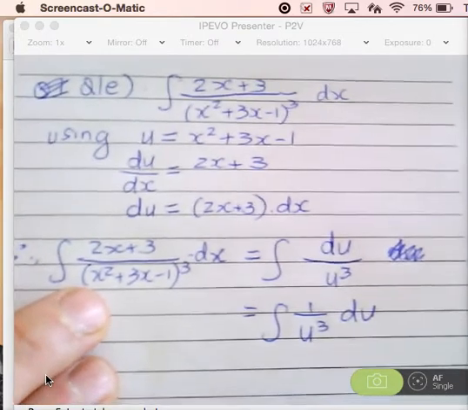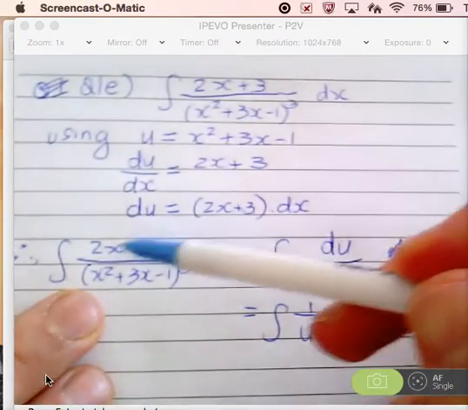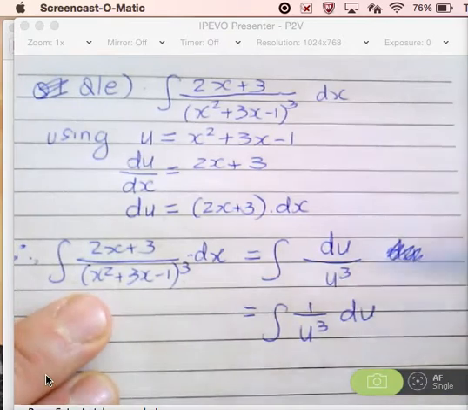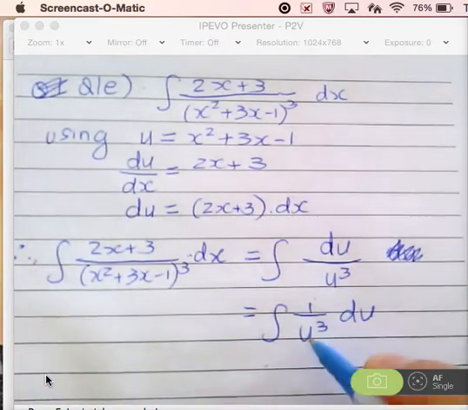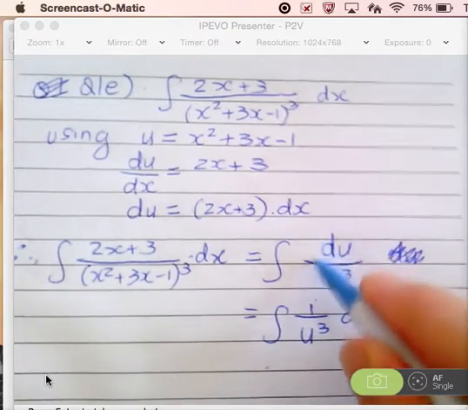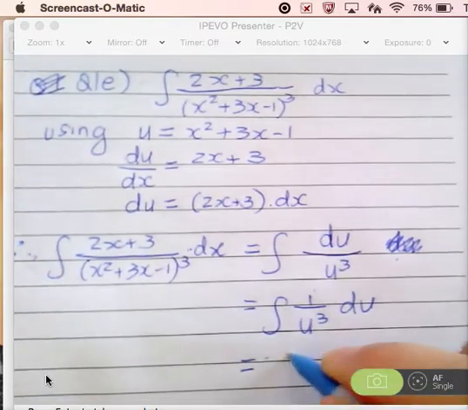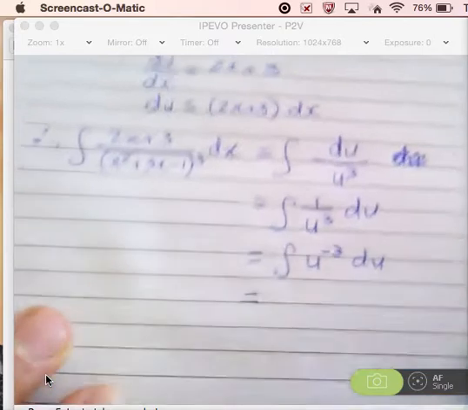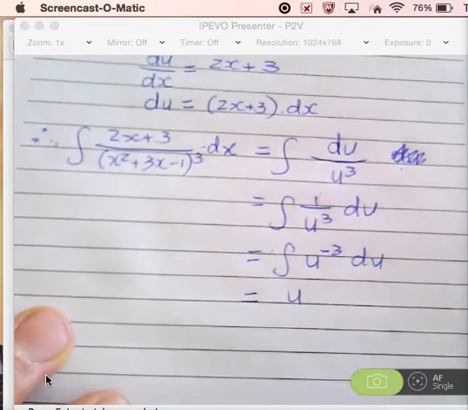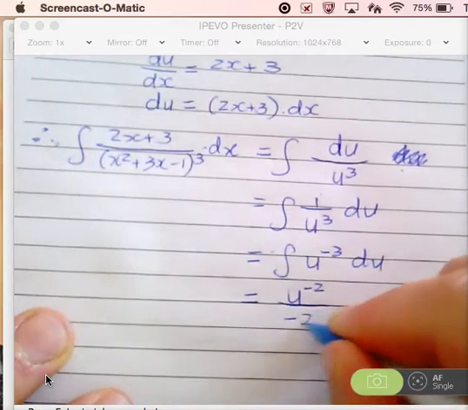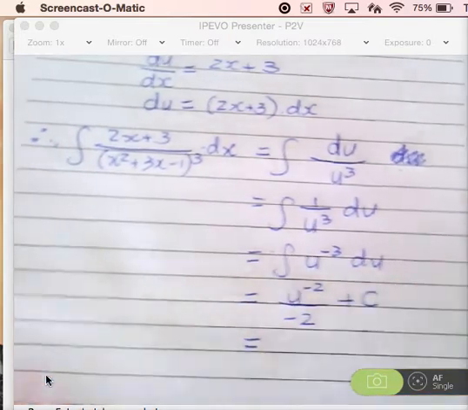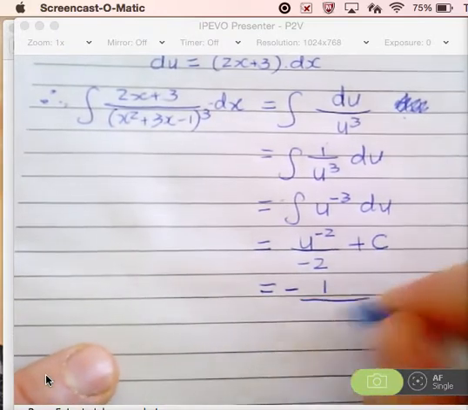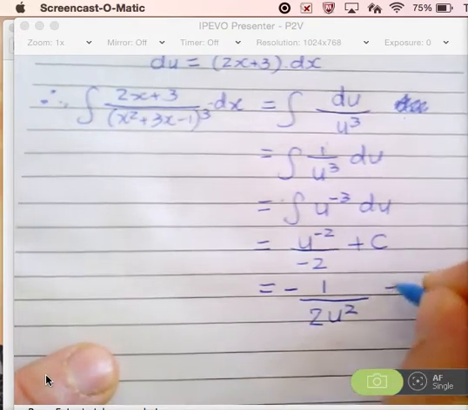You okay with that? If you want to do a direct replacement, that (2x + 3) dx is du. Underneath we've got u³. This is the same as the integral of 1 over u³ du, because there's a 1 in front of that. So how do I integrate that? u to the negative 3 du, which is u to the negative 2, remember you're adding 1, over negative 2. No more du's. Let's just change the way it looks. It's −1 over 2u² + c.